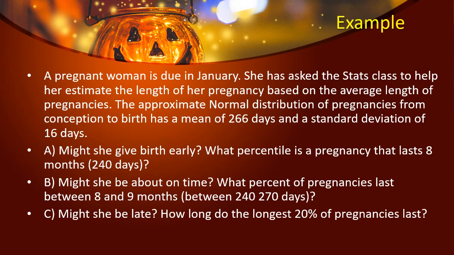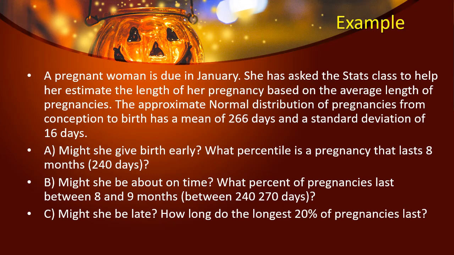So let's try an example of this. This was actually the first statistics teacher at Holy Names did this for me when I was pregnant, so she actually wrote this problem about me, which I love. So a pregnant woman is due in January. She has asked the stats class to help her estimate the length of her pregnancy based on the average length of pregnancies. The approximate normal distribution of pregnancies from conception to birth has a mean of 266 days and a standard deviation of 16.